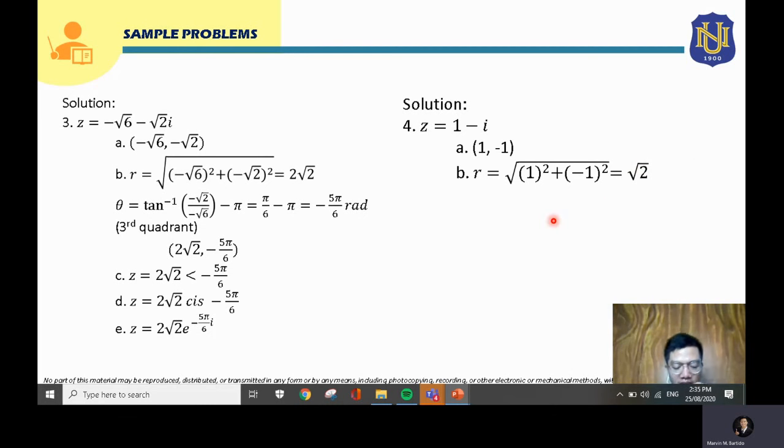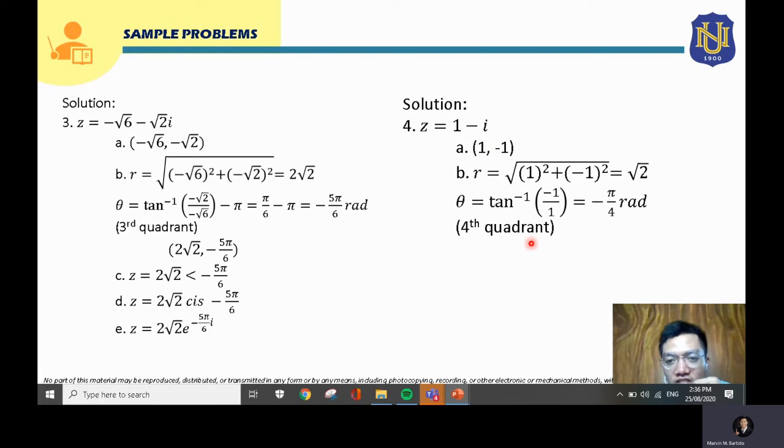Now for theta, again, let's consider first the location of this complex number, to see what quadrant it is located in. Since the real part is positive and the imaginary part is negative, it is located in the fourth quadrant. The formula for solving for theta is just arctangent of y over x. Your y is -1 and your x is 1. That will give you -pi over 4 radian. So that will be your polar coordinates, square root of 2 and -pi over 4.